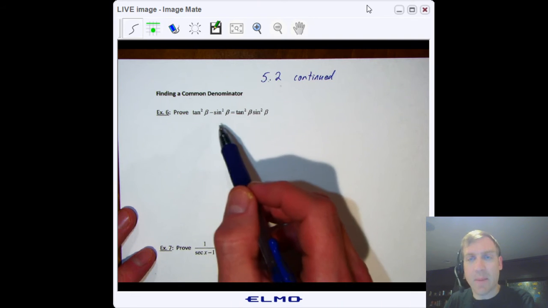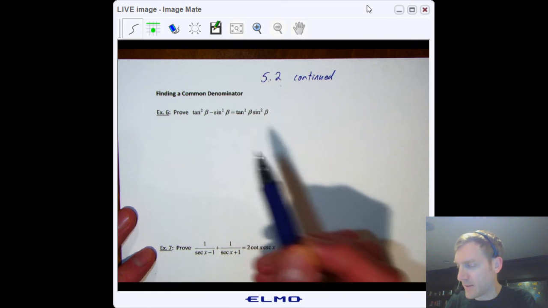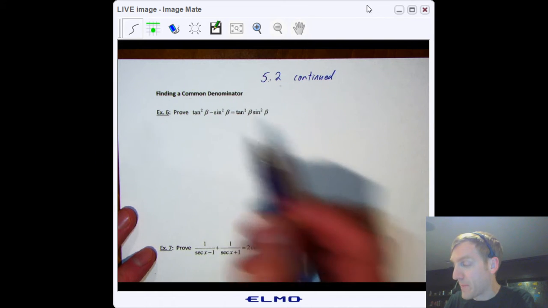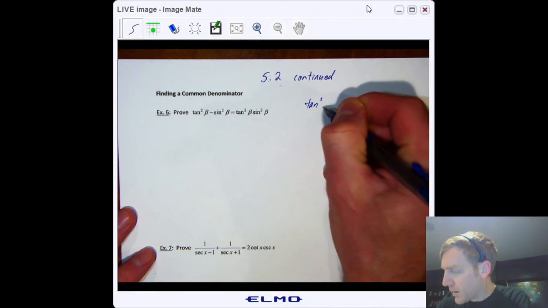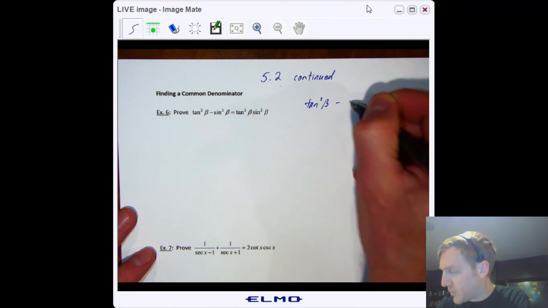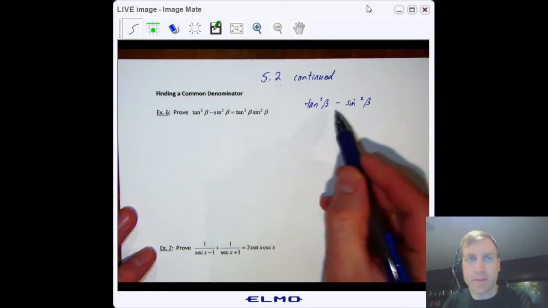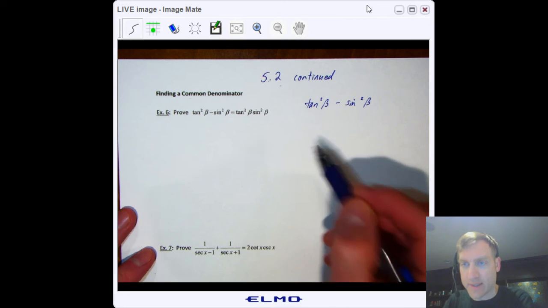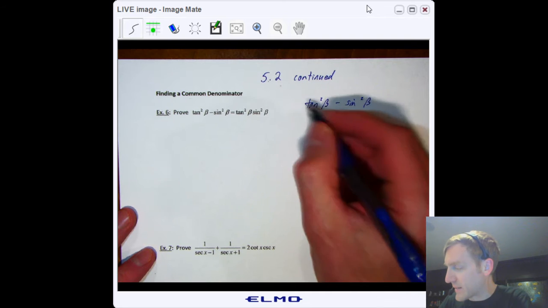Now it may not be obvious right away which side to start with, but we usually start with the left side unless it appears easier to do the other way. And also, you'll see here in a moment that if you can, usually we start with adding or subtracting as opposed to multiplying, because it's easier to get a common denominator and combine to one fraction than to go backwards usually. Okay, so let's start with that. Tangent squared beta minus sine squared beta.